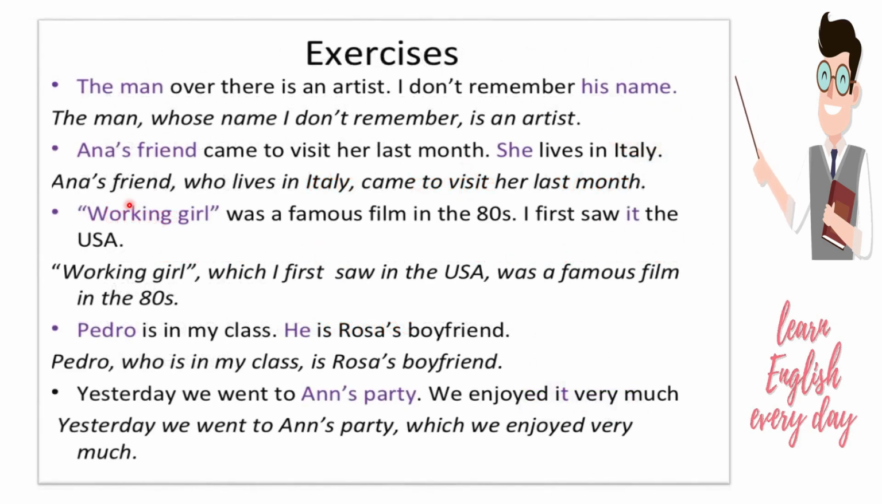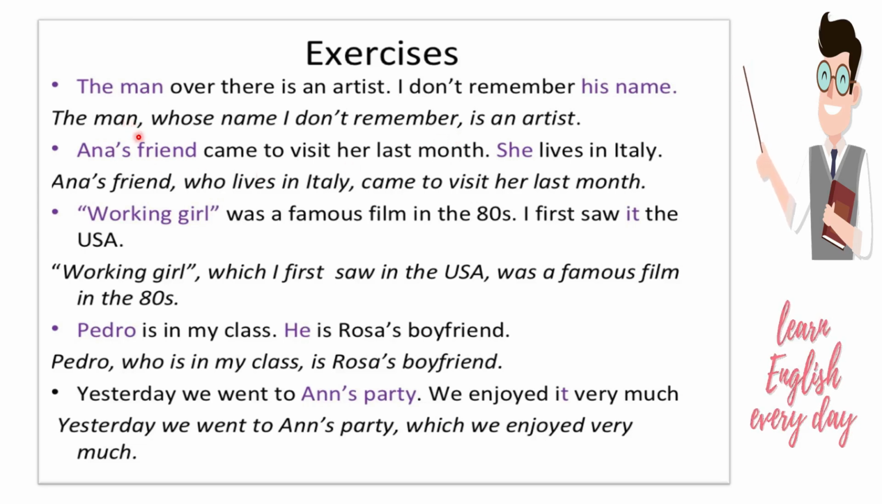Look at this now. We move to the exercises. The man over there is an artist. I don't remember his name. His name and the man are the two similar expressions. So is that information necessary? No, because whose name I don't remember is not quite necessary. Because the man is an artist. This is the man. The man is an artist is the most important expression here. Whose name I don't remember is just extra information.